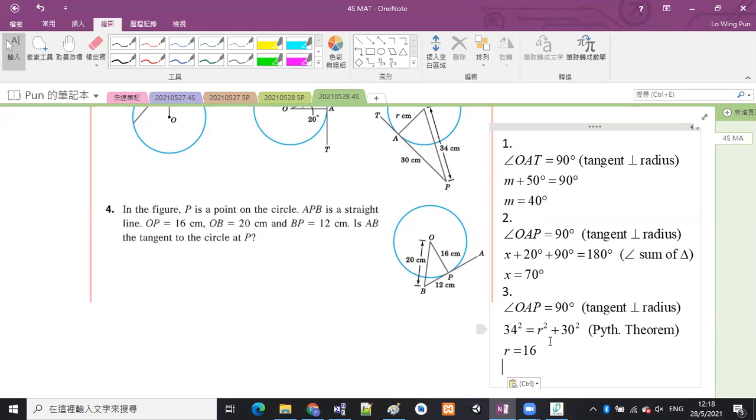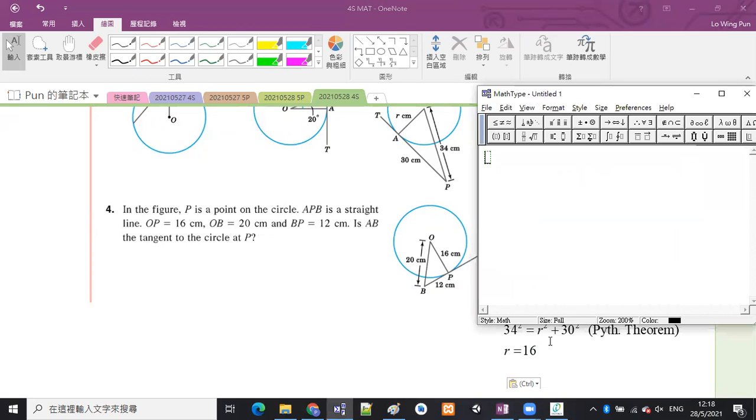Okay, but what do we use to check whether it is 90 degrees? I have a triangle here with all the lengths known. Okay, so I can use the converse of Pythagoras Theorem to check whether it is a right angle triangle or not. Okay, so for the converse of Pythagoras Theorem, we are going to do this. OB square is equal to 20 square, which is 400. And then OP square plus BP square is equal to 16 square plus 12 square. And then you really do the calculation.